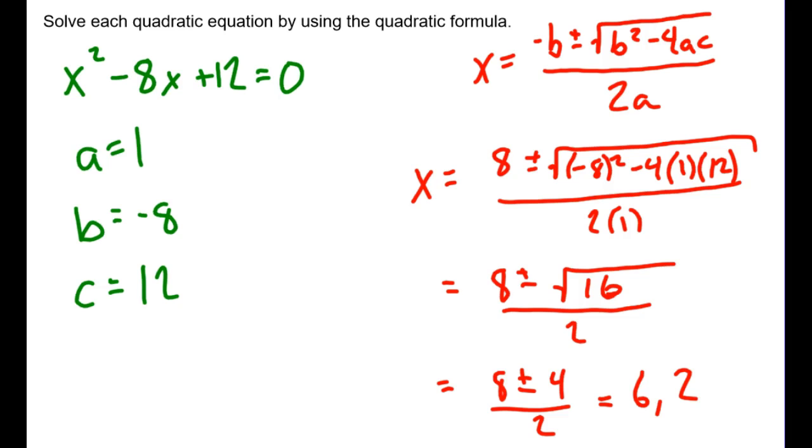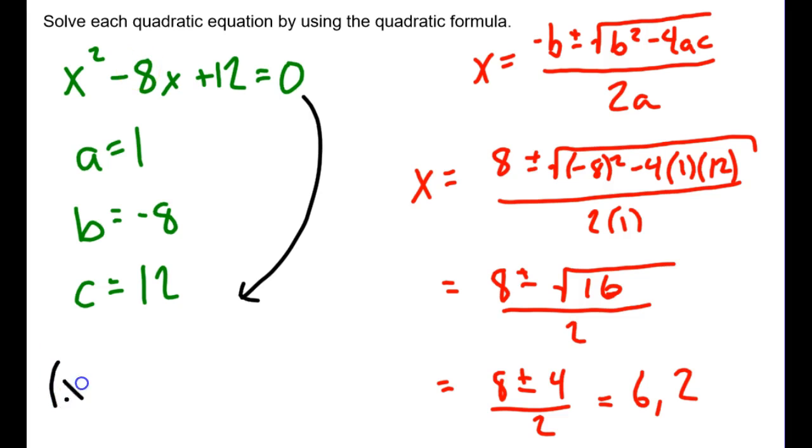We could have also used factoring to solve this problem. If we go down below and just look at this, we want to look at factors of 12 that when we add together give us negative 8. Well, we know negative 6 times negative 2 is going to give us positive 12, and if we add negative 6 and negative 2, that's going to give us negative 8.